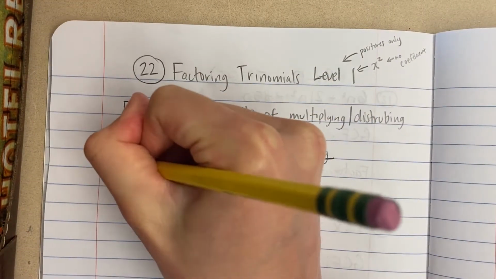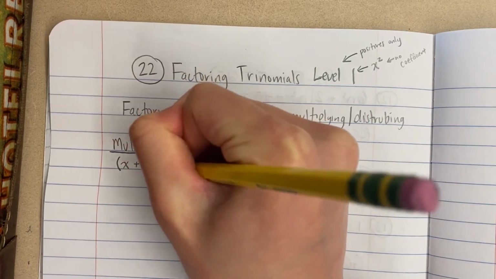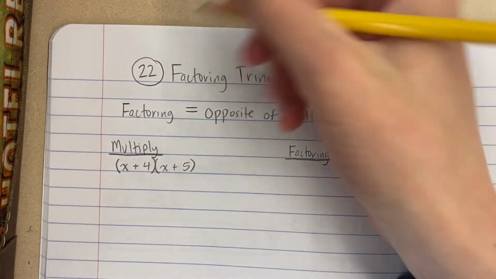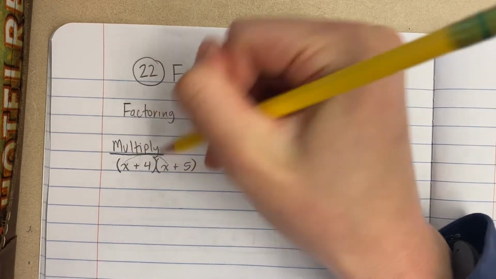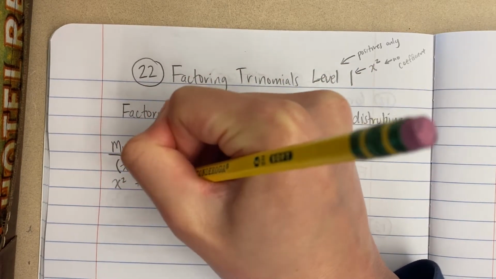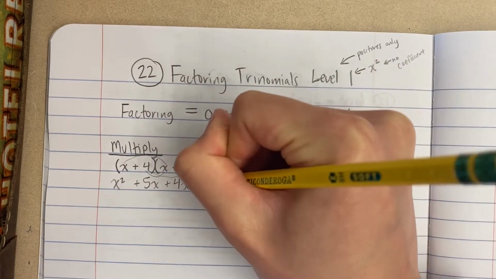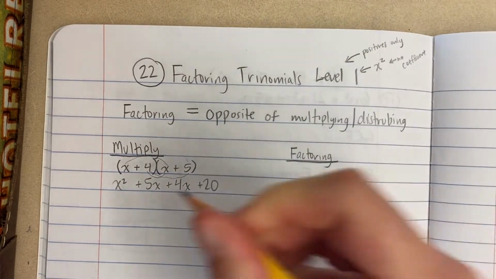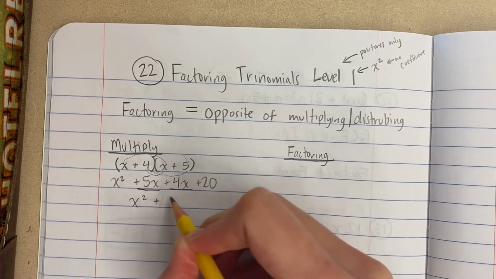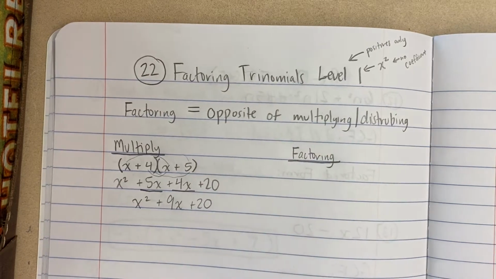Okay, so for example, we have already learned to multiply something like this, x plus 4 times x plus 5, right? And some of you are more comfortable with the box method, some of you are more comfortable distributing, but either way, when you multiply, you do x times x, you get x squared. You do x times 5, you get plus 5x. You do 4 times x, you get 4x, and 4 times 5, and you get 20. And then you combine these like terms, and you get x squared plus 9x plus 20, and that's your answer. Okay?